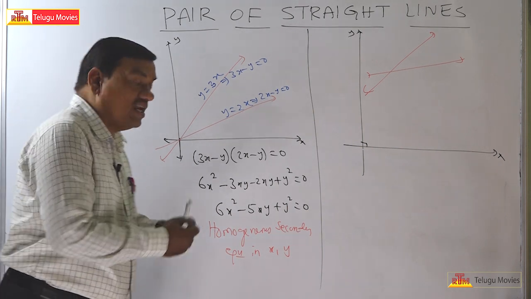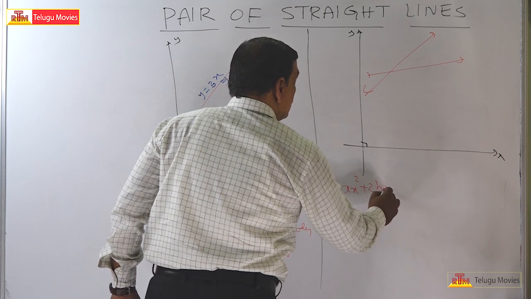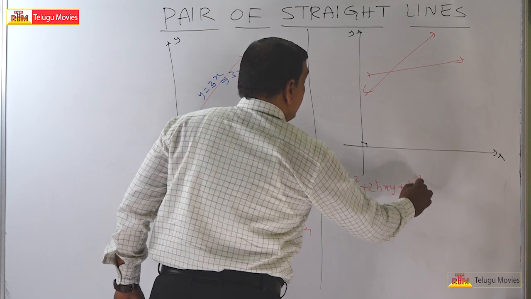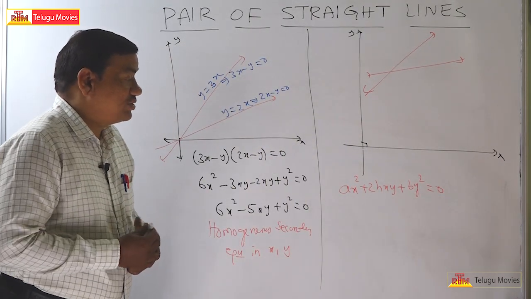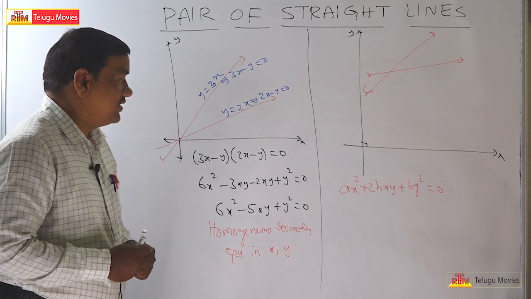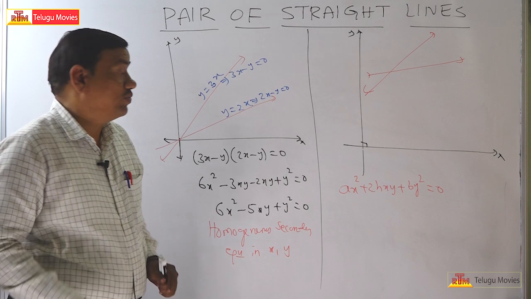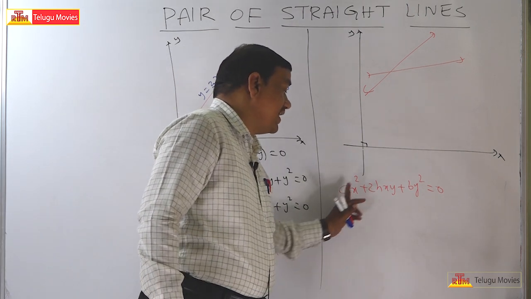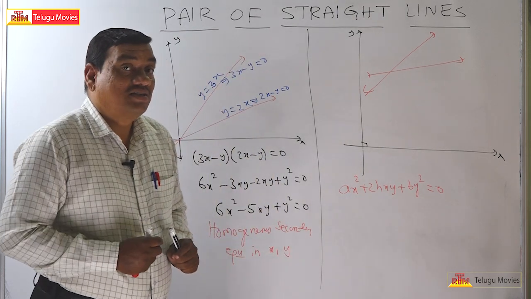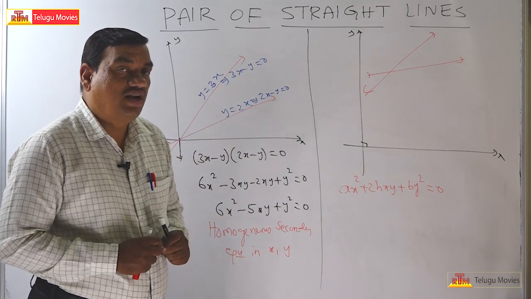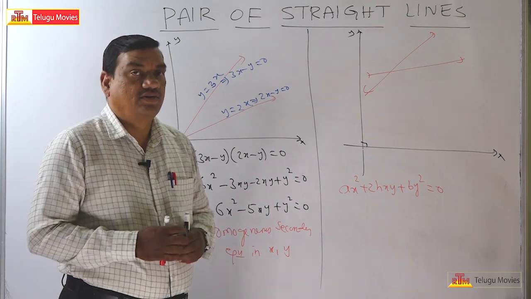So what is the general form? The general form is ax square plus 2hxy plus by square is equal to 0. Do all such equations represent a pair of lines? No, there are conditions on a, h, b. Here a, h, b belong to the set of real numbers. So what are the conditions on a, h, b? Let us see that.